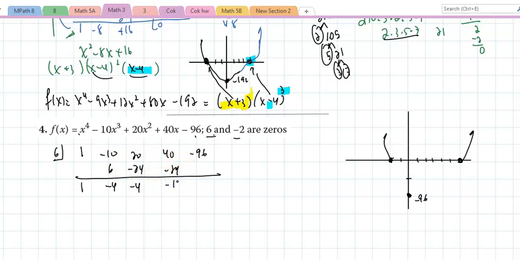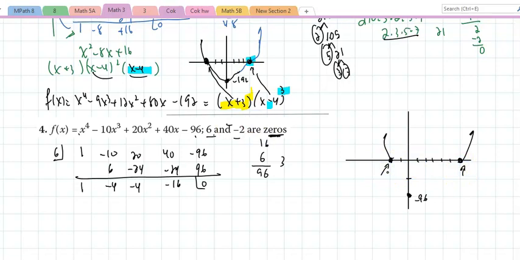Negative 6. No, 16, isn't it? Yeah. And what's 6 times 16? 96. A remainder of 0. They already told us that. We already know that 6 is going to give us 0.